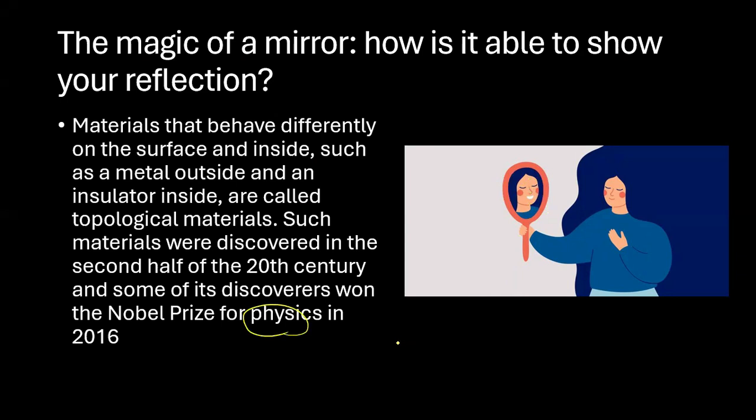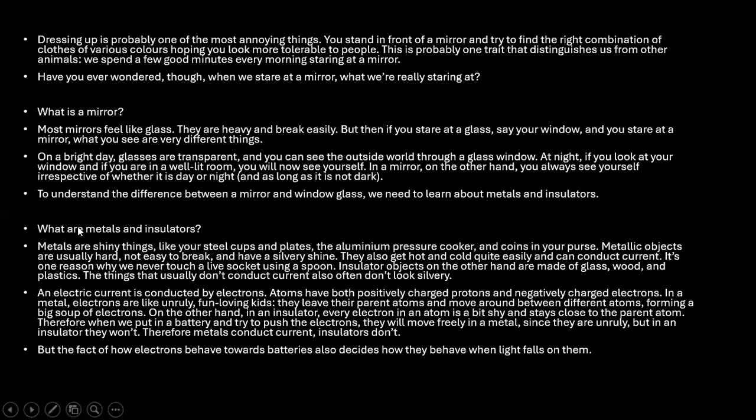Before that, materials that behave differently on the surface and inside, such as a metal outside and an insulator inside, are called topological materials. So a material which is like a metal outside and an insulator inside is called a topological material. Such materials were discovered in the second half of the 20th century, and some of the discoveries also won the Nobel Prize for Physics in 2016. Right? So now we'll see about the mirror.